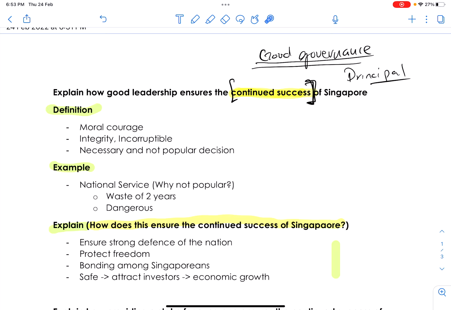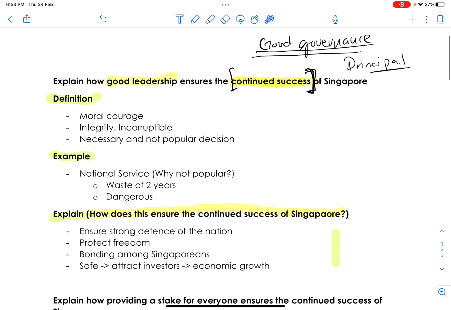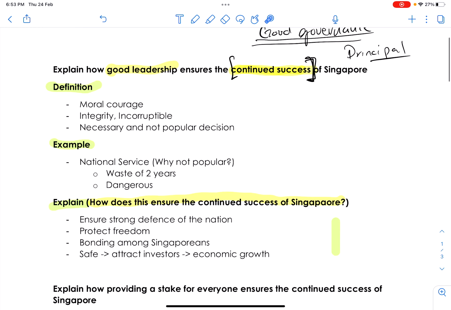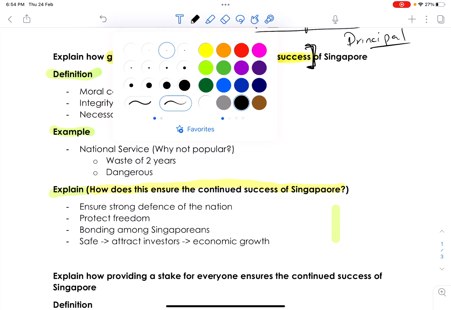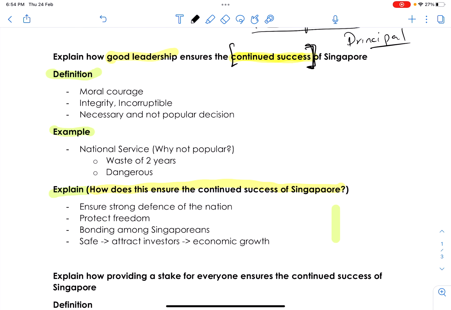So factor number 1 is your good leadership, as mentioned over here. First thing you need to do is to define it, all right? So the easiest way to do it is to write everything in point form first. After that, you just write everything in full sentences. So good leadership, full sentence. What is the definition of this? It's M-I-N, min. Everything here you see can be summarized into M-I-N.